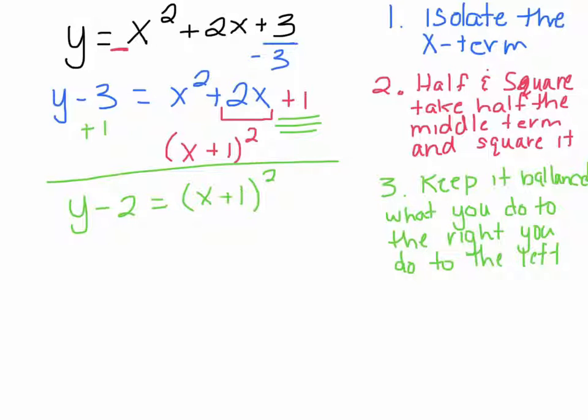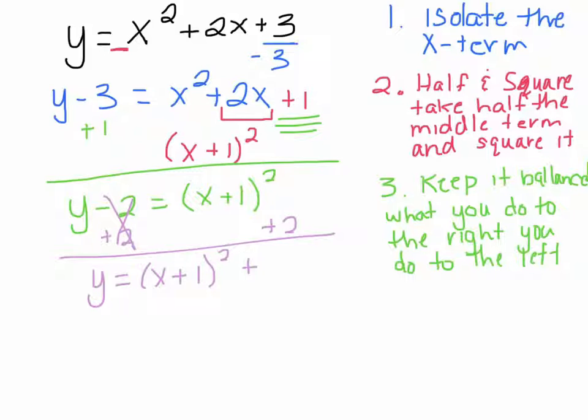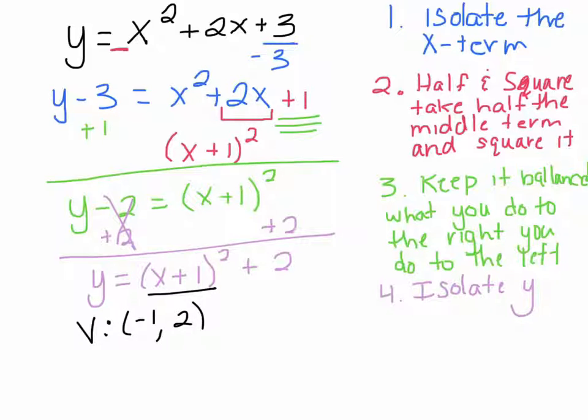The last step is to get y by itself. So I'm going to add 2 back to the other side. So y equals x plus 1 squared plus 2. So step 4 is to get y by itself. So now I can find my vertex. My vertex is the opposite of this, which is -1, comma the outside, which is 2.